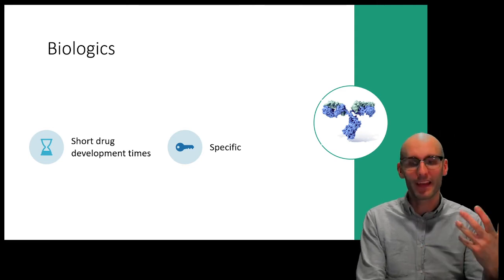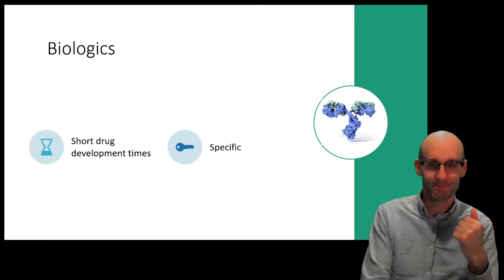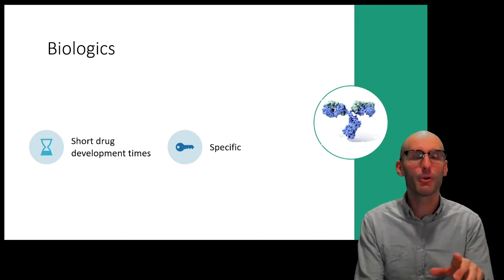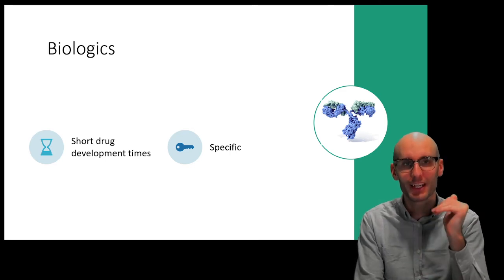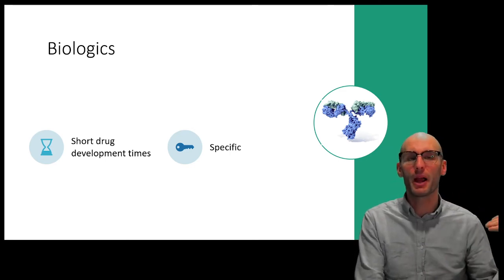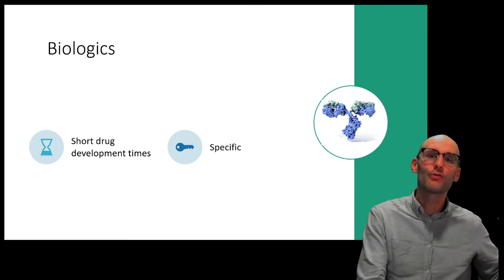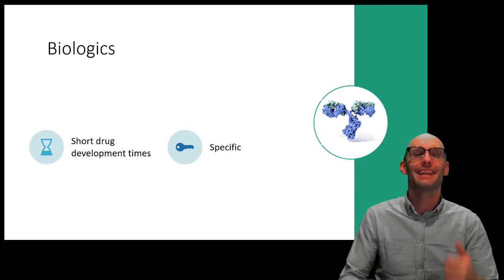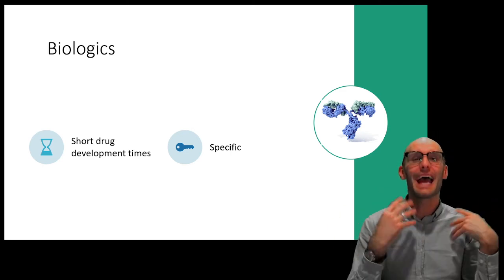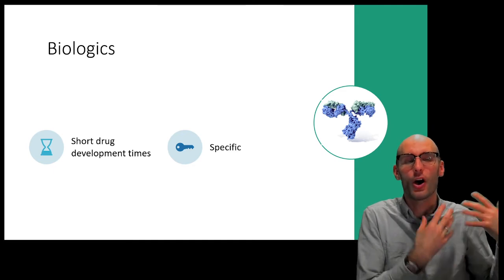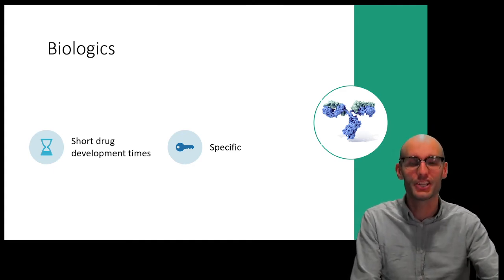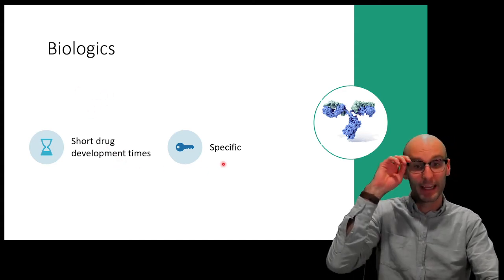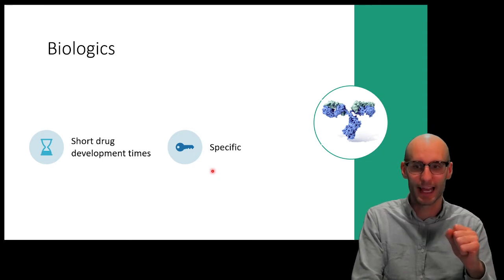Biologics, on the other hand, often have short drug development times, and they're very specific. Why is that? Because many of them are antibodies. Antibodies, by their very nature, can be developed to be incredibly specific, and because they're produced by a biological process that has evolved over millions of years to be specific and bind with high affinity, we're really taking advantage of an already existing optimized system that is antibody generation. It can be a very short drug development time, and it can be very specific because that's the way antibodies are.